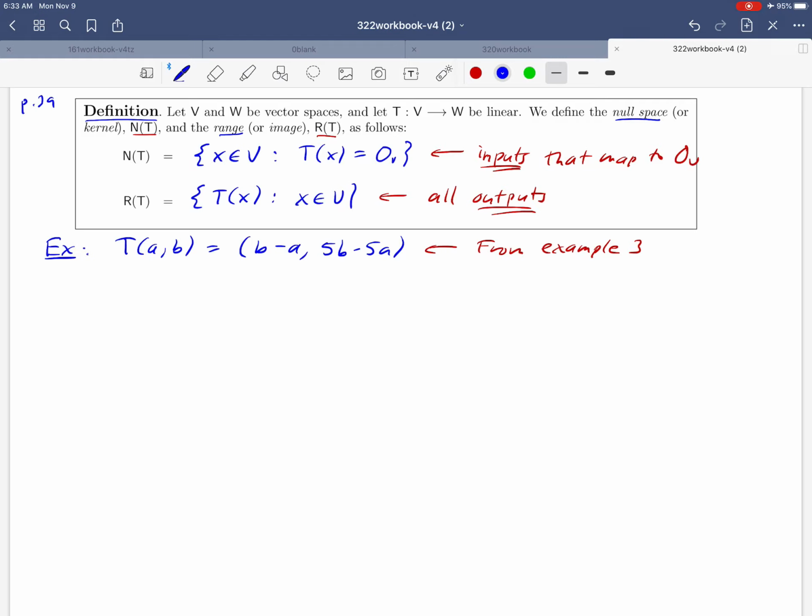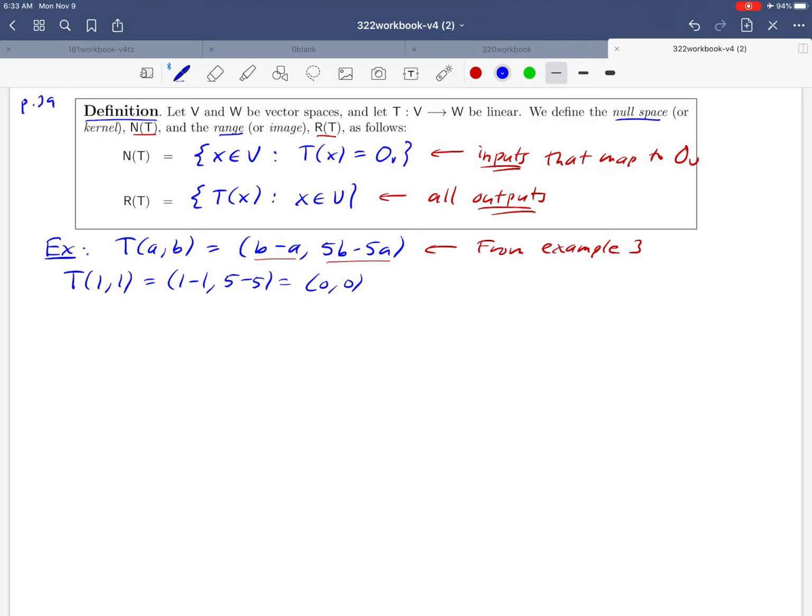Okay, so we might start by noticing that if a and b are equal to each other, like for example, if we calculated T(1, 1), notice that b - a is going to be 0, and 5b - 5a is going to be 0. We're going to get, in other words, 1 - 1 and 5 - 5, which gives us (0, 0).